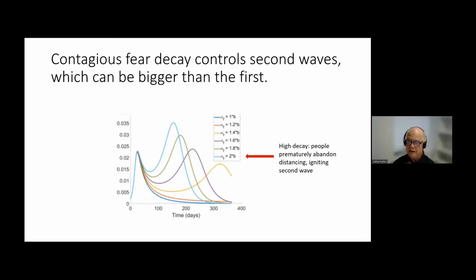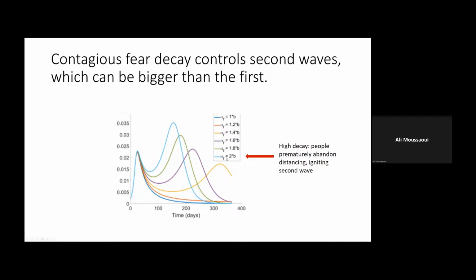And we did quite a lot of analysis and equilibrium analysis of this and so forth, which is in the supplementary material. But to show you some of the results a little more graphically, one example is what happens if fear decay is high or low, all right? So contagious decay controls the second waves, which can actually be bigger than the first ones, which is an interesting result. In 1918, they were smaller, but in some places they were greater in COVID, for example.